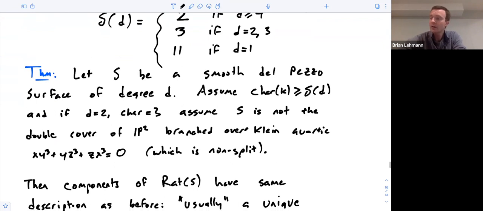Okay. Then here's the statement. Let S be a smooth Del Pezzo surface of degree D, and assume the characteristic of our ground field is at least this function we described earlier. There's also one additional case we need to rule out. If the degree is 2 and the characteristic is 3, then there's this Frobenius non-split surface, which is the double cover of P2 branched over the Klein quartic. So again, we're ruling out the pathological ones. We're not considering them. So this is an exception. We need to assume that S is not the surface.